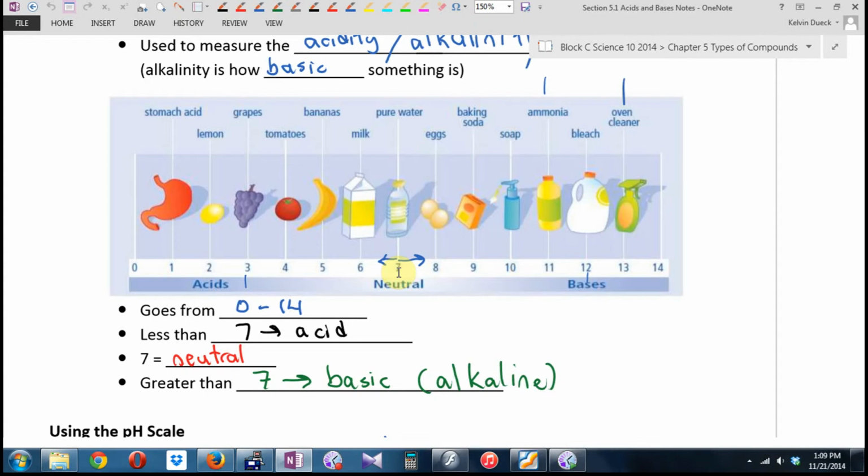So I gave you a yellow piece of paper, which you probably want in front of you, and it has this chart on it. What's really, really basic? Oven cleaner. So basic, it'll corrode your skin. What's really, really acid or acidic? Stomach acid. So acidic, it'll burn your skin. But both of them are bad.